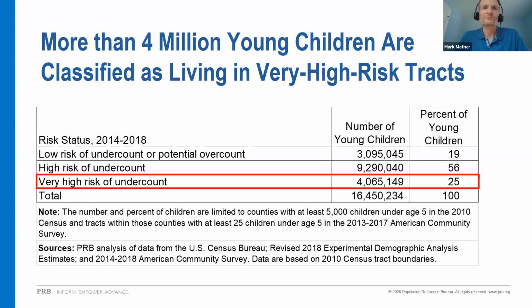And here's the national summary table of those results. So out of about 16.5 million children under age 5, 4.1 million, again, that's the row that's boxed in red there, 4.1 million children under age 5 were classified as living in very high risk tracts. The line right above that shows that another 9.3 million young kids are in high-risk tracts, and then a smaller number, 3 million, are in the low-risk or potential overcount tracts.